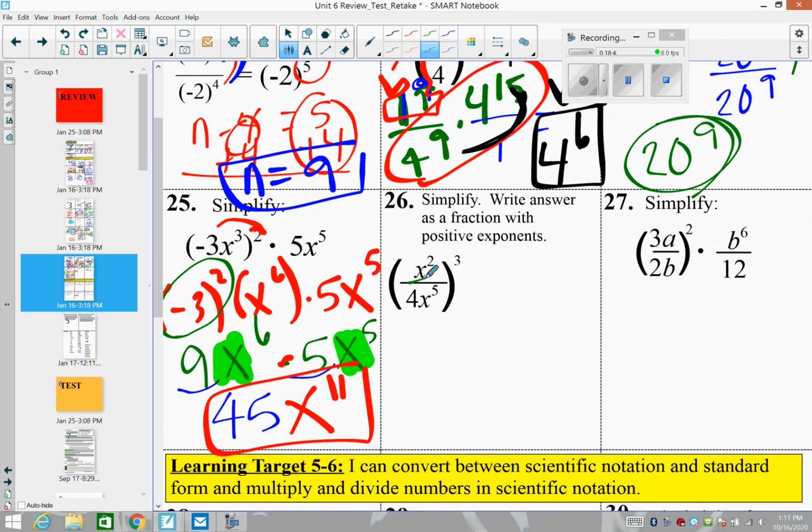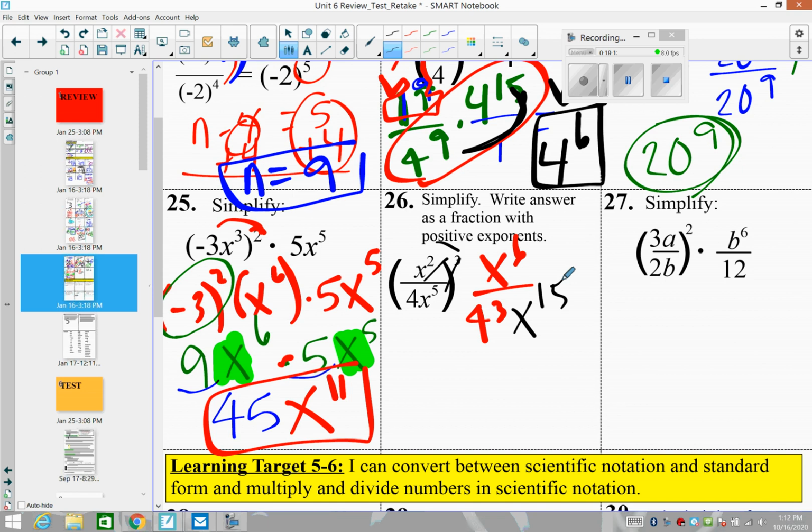We have 3 terms in here. We have x squared, we have a 4, and we have x to the 5th. We're going to distribute to all 3 of those through multiplication. Distribute x to the 6th. Distribute 4 to the 3rd. And then distribute. So we distributed already here and there, and then distribute here. X to the 3 times 5 is x to the 15th.